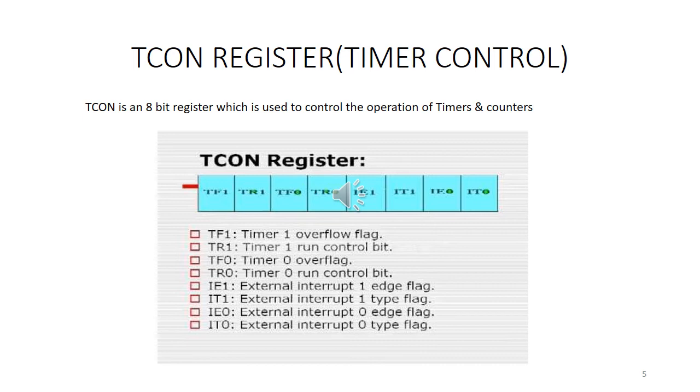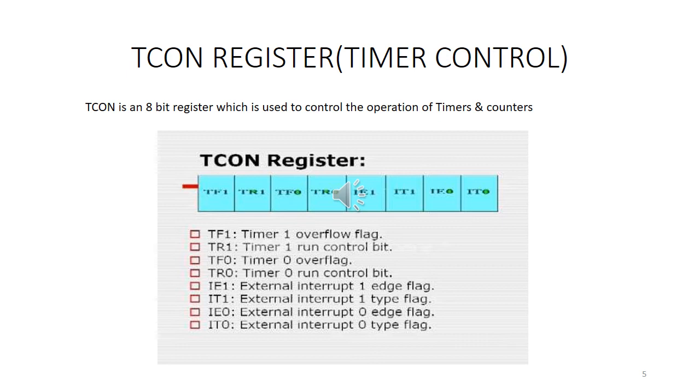Among the 8 bits, the upper 4 bits are reserved for the timer operation, and the lower 4 bits are reserved for the interrupt operation. So let me see the upper 4 bits. First one is TF1. TF1 stands for the timer 1 overflow flag. When you are going to make use of the timer as a delay generator, you are going to load the initial count value to the TH1 along with the TL1 register.